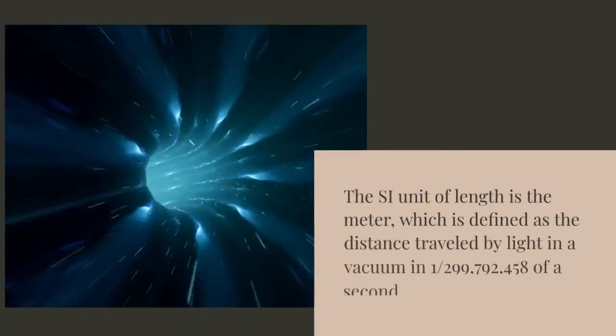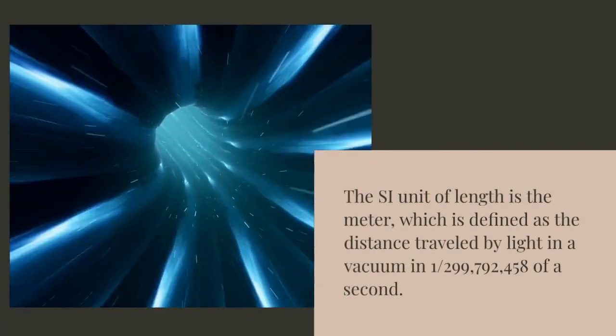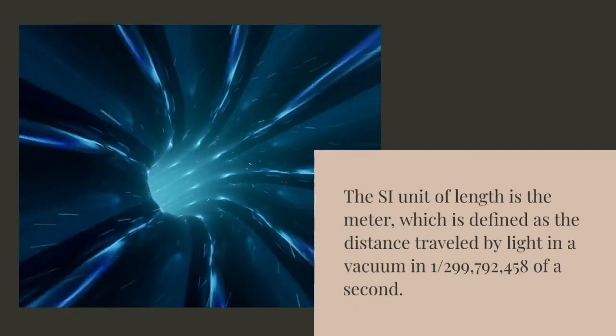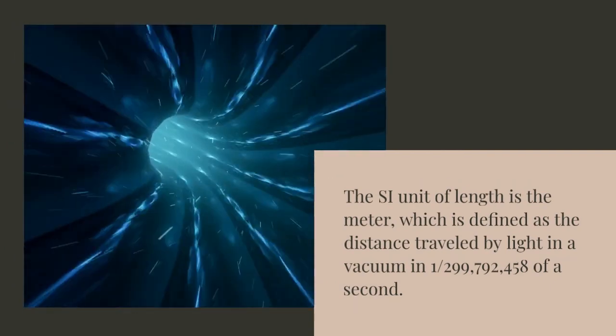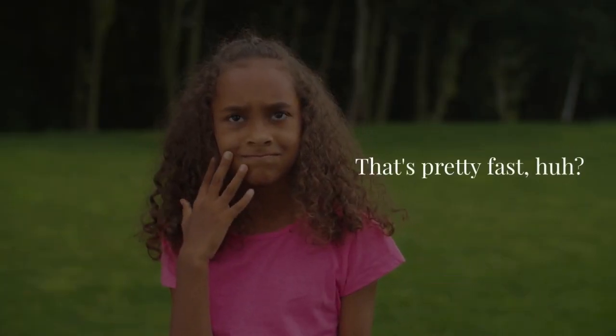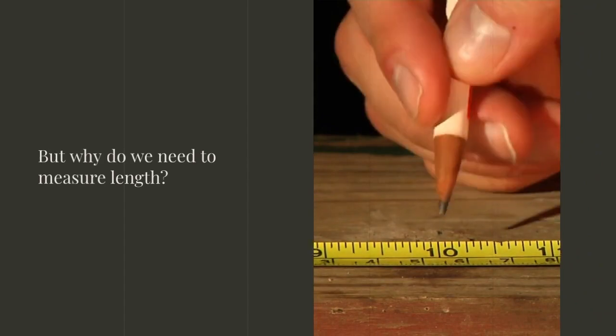The SI unit of length is the meter, which is defined as the distance traveled by light in a vacuum in 1/299,792,458 of a second. That's pretty fast, huh? But why do we need to measure length?